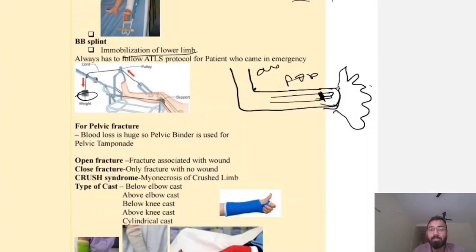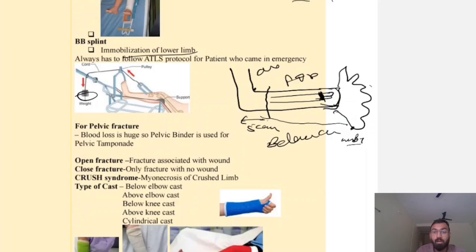Now you are planning for cast. Now you are confused whether to apply below elbow cast or above elbow cast, or what type of cast. So in distal radius fracture, you have to just immobilize the wrist joint. You need not immobilize the elbow joint, because wrist movement can dislodge the fracture. So just apply a below elbow cast 5 centimeter from olecranon and the knuckles of hand. So this is the length of below elbow cast.